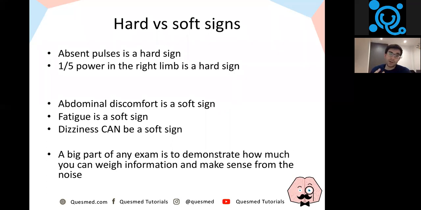So really, your ability to weigh information and make sense from all the noise that's coming out in front of you is very important. And this is equally true when you're doing OSCEs and you're examining someone, and if they're slightly wobbly, yes, that's helpful, but actually maybe the thing they should really focus on is the 1 out of 5 power, if that makes sense. But clearly, there are caveats and every patient is different. And that's how you need to start thinking.